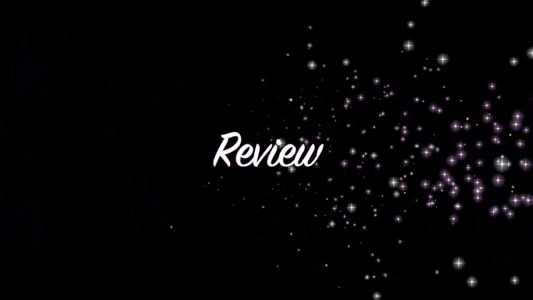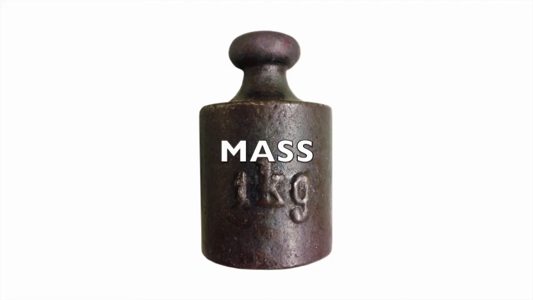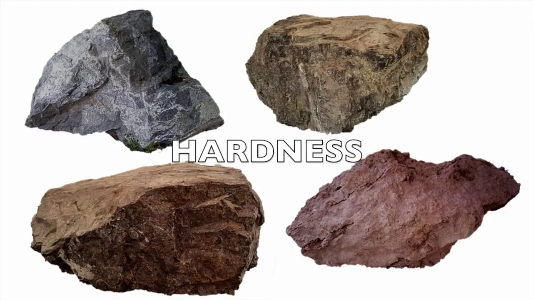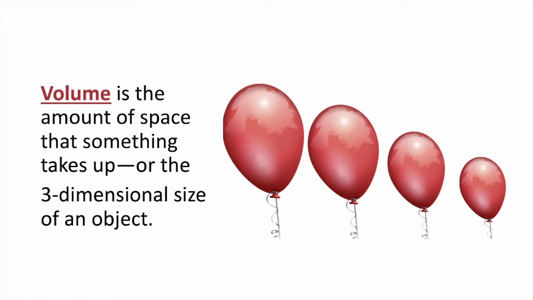Just to review, a property of matter is a characteristic that can be observed or measured. Examples include things like color, mass, length, temperature, hardness, odor, and many other things. One property of matter is volume. Volume is the amount of space that something takes up, or the three-dimensional size of an object.